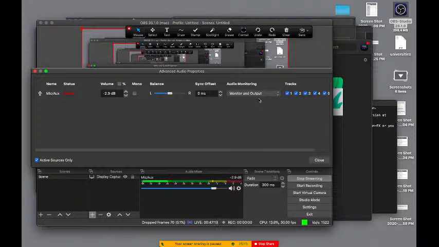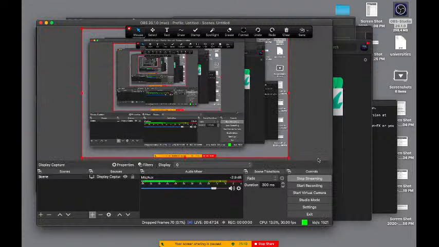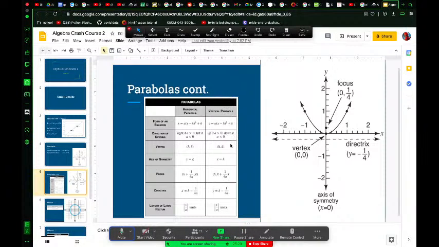Over? Yeah, it breaks over. Yeah. Okay. So let's unpause the screen share.